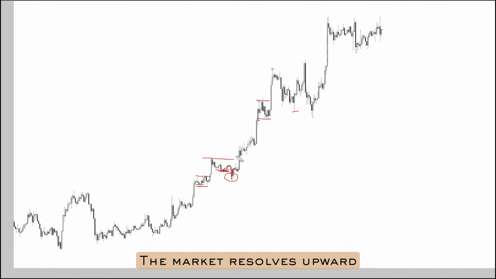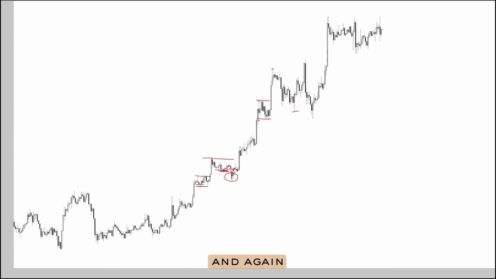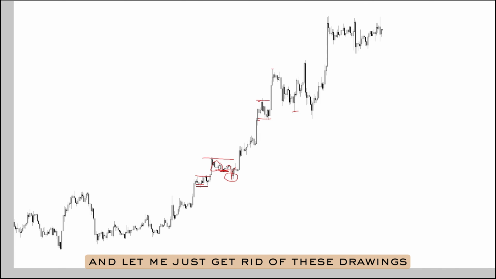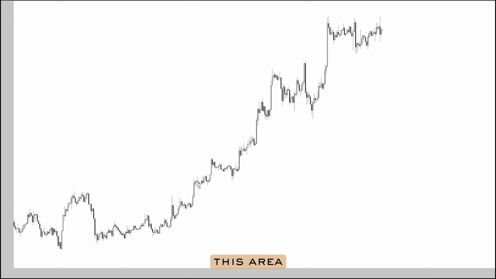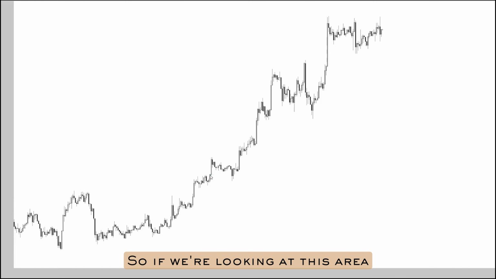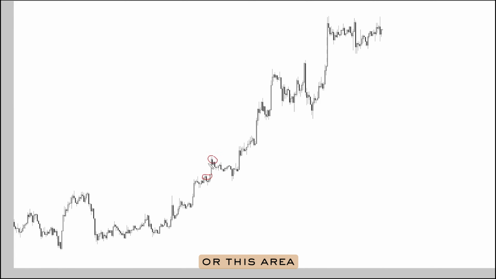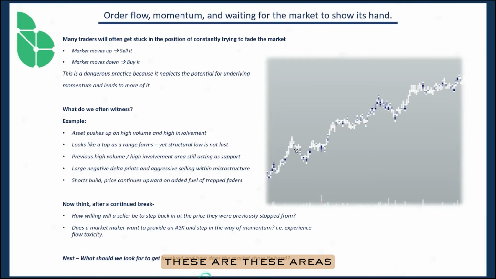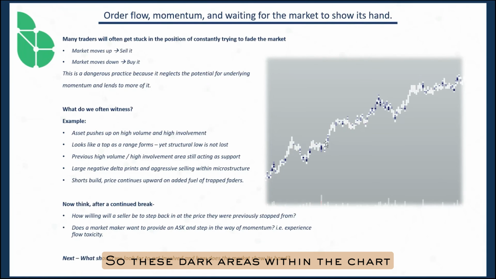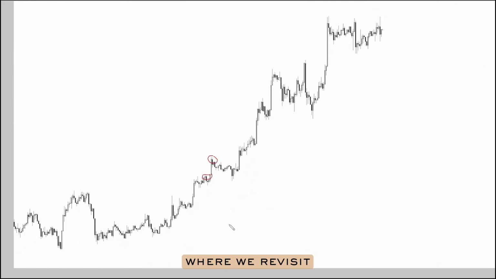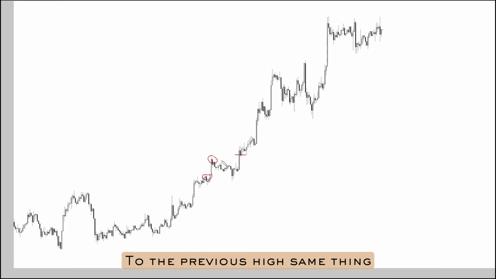The market resolves upward, and the next area that it comes down to, and again, if we're looking at a volumetric chart, this area right here, and let me just get rid of these drawings really quickly. This area that we're looking at right here, these dark areas within the chart. This isn't the same exact chart as the previous one, so it's not the same exact example, but the areas where there's a lot of contention, like right here, are going to be the areas where we revisit. So you could see that all we really get is a pullback to the previous high.